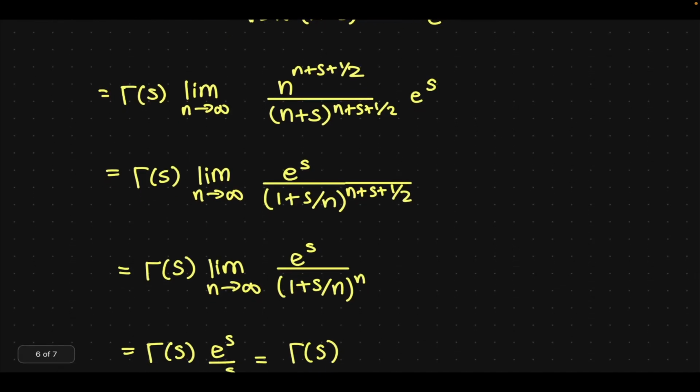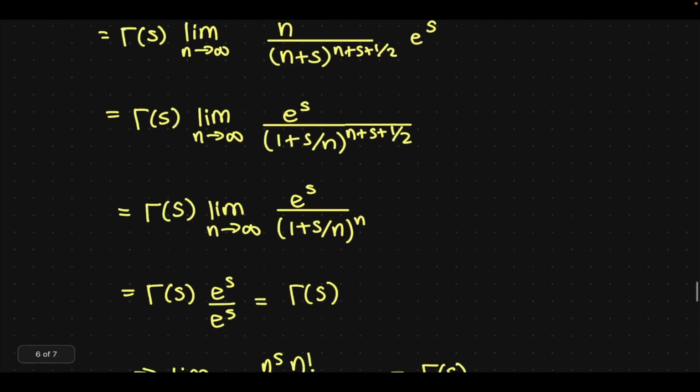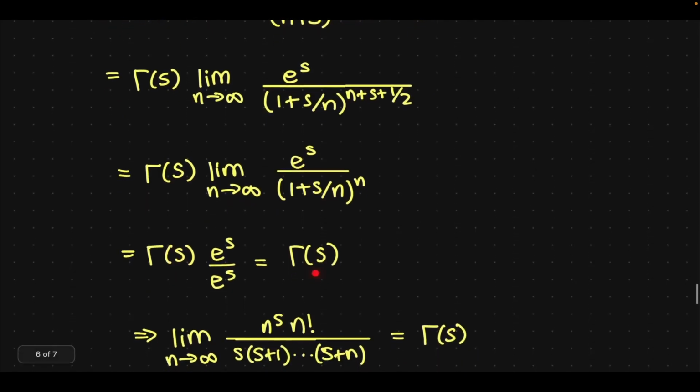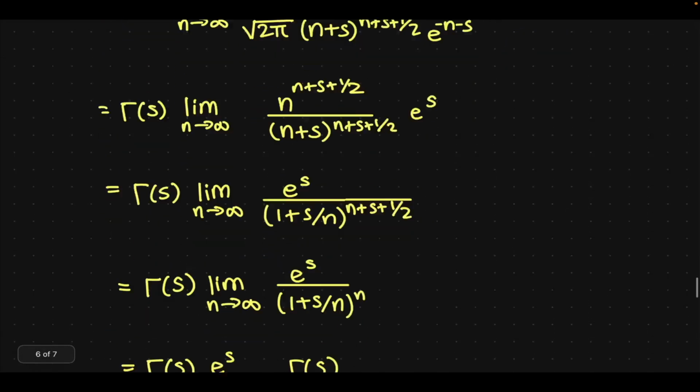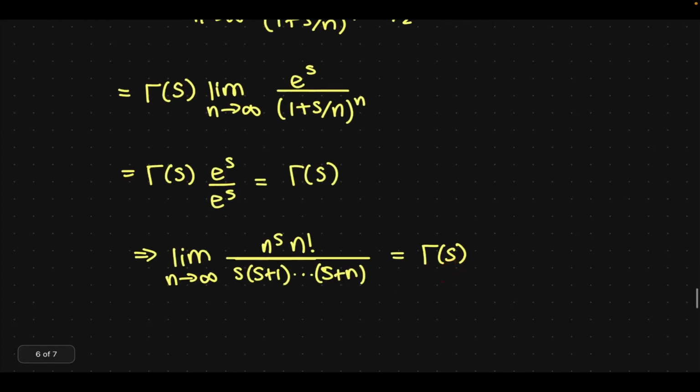And we notice that (1 plus s over n) the whole thing to the n is actually e^s by the definition of the exponential. So that cancels off with the e^s in the numerator, and we get gamma of s, which is exactly what we wanted to show. So we have gamma of s equal to the limit as n goes to infinity of n^s n factorial over s times (s plus 1) dot dot dot (s plus n), which is the Gauss representation of the gamma function.